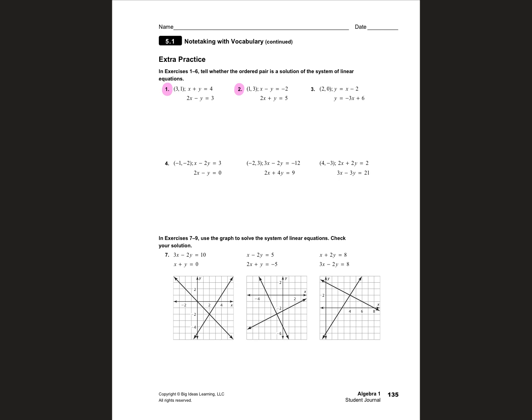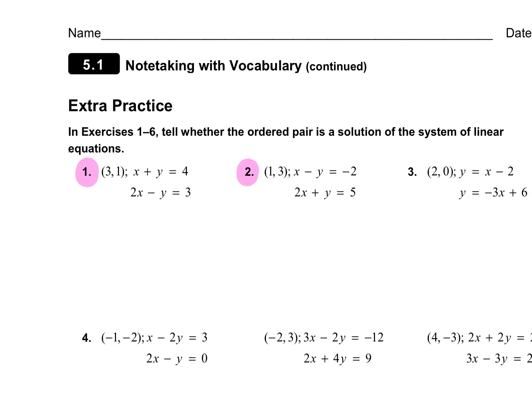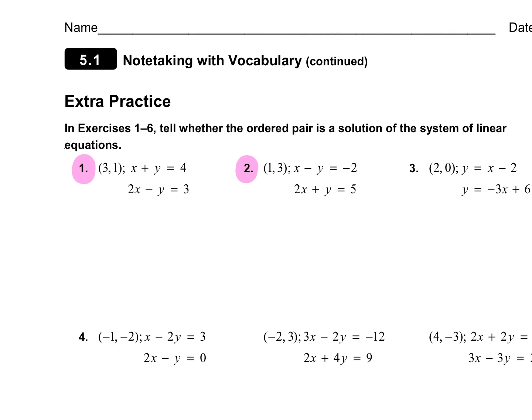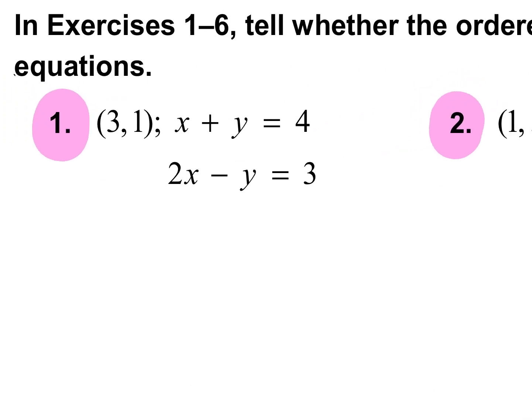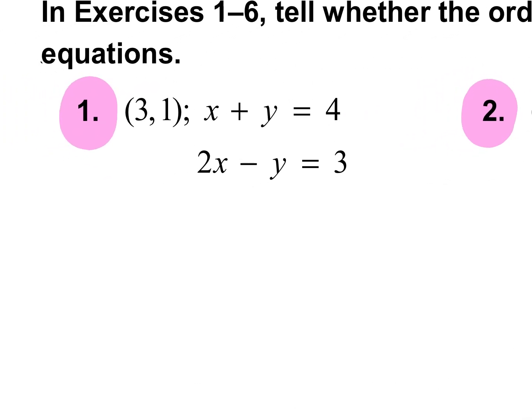So let's take a look at number 1. We have to tell whether the ordered pair is a solution of the system of linear equations. How can I tell that? Plug in the X and the Y. Perfect. Which one's my x? 3. Remember, it's always x and then y. So I'm plugging in 3 for x and 1 for y. So I need to plug it into both equations and make sure that it makes sense.